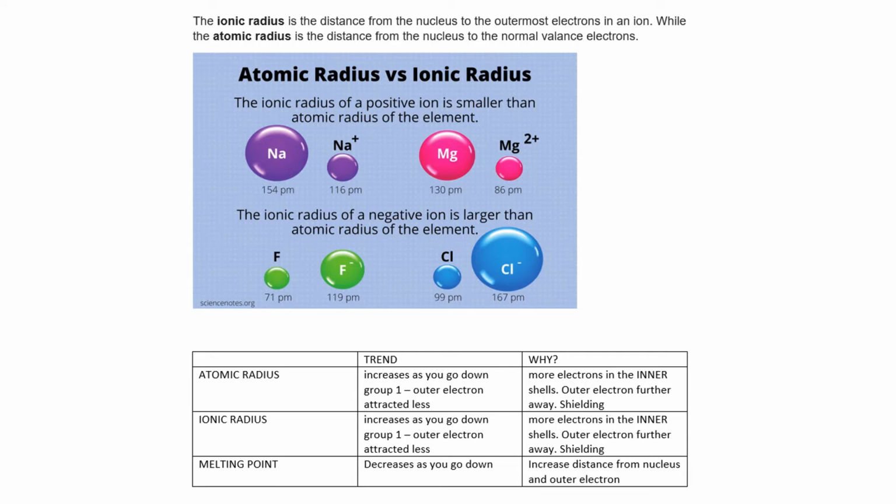Melting point. Now the melting point decreases as you go down because the electrons are further away from the nucleus. And so because the outer electron is further away from the nucleus, there'll be a weak attraction between the nucleus and the outer electron.